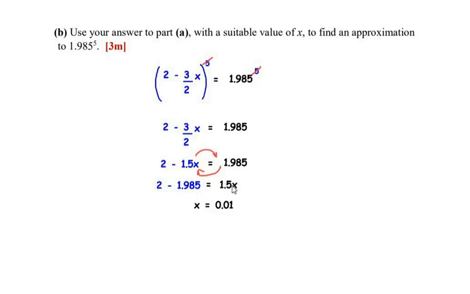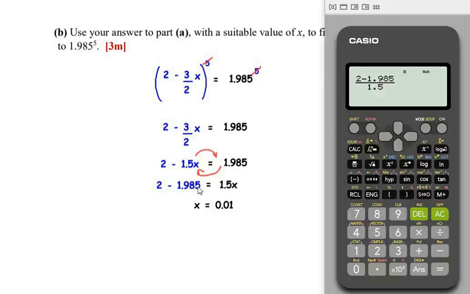So here we get the value of x as 2 minus 1.985. Now this 1.5 goes on the other side of the equal to sign and divides this value. So we have shown it over here. So this is going to give us 1 over 100, or in decimals we can write it as 0.01. So this is the value of x.